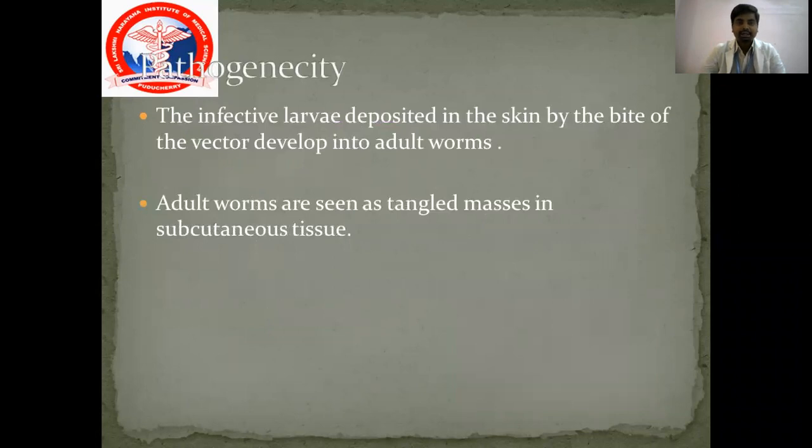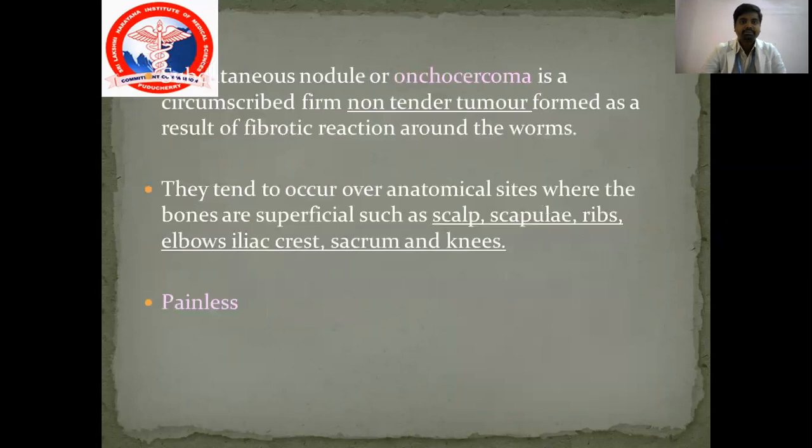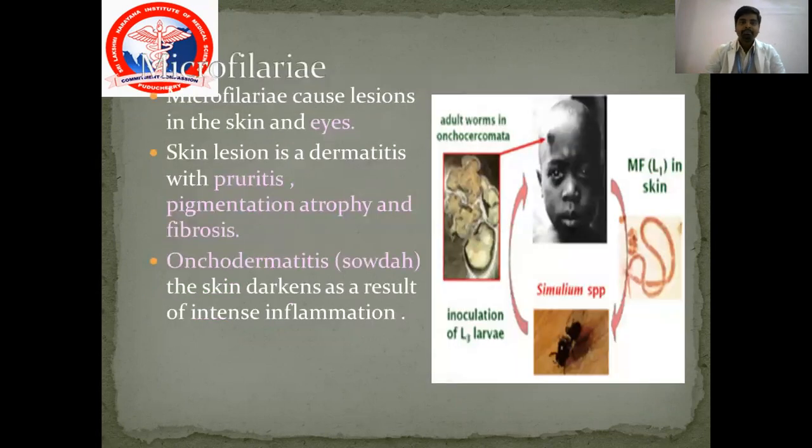Pathogenicity: the infective larva deposited in the skin by the bite of the vector develops into the adult worm. Adult worms are seen tangled in muscles and subcutaneous tissues. Subcutaneous nodules or onchocercomata are circumscribed, non-tender tumors formed as a result of a fibroblastic reaction around the worms. They tend to occur over anatomical sites where the bones are superficial, such as scalp, scapulae, ribs, elbow, iliac crest, sacrum, and knees, and are painless.